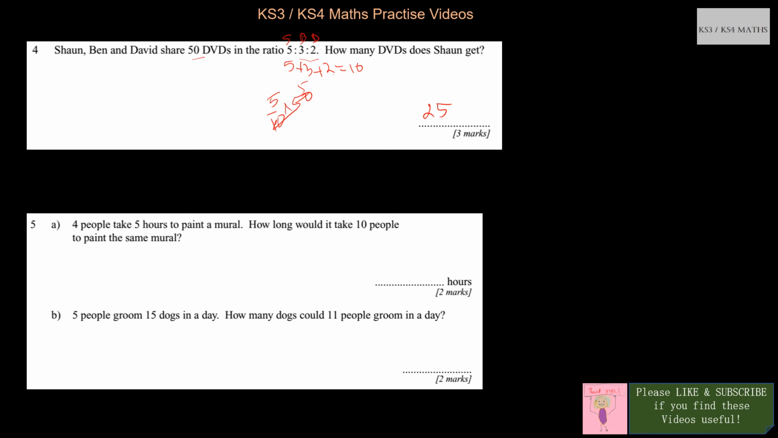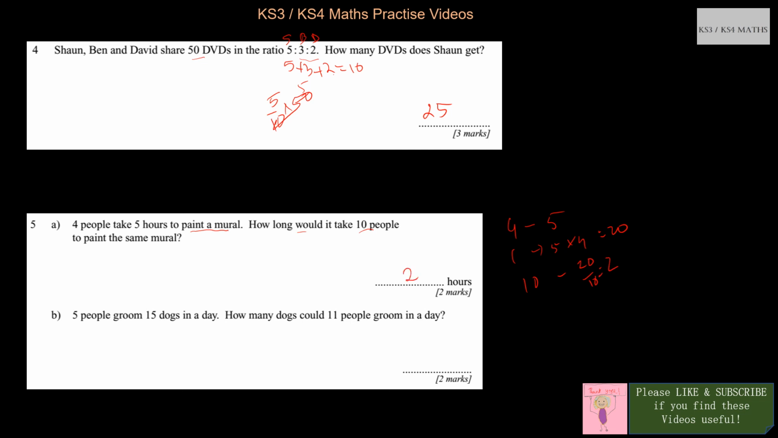So then the fifth question: 4 people take 5 hours to paint a mural. How long would it take 10 people to paint the same mural? So 4 people take 5 hours. So one person would take 5 times 4, 20 hours to paint it. 10 people would take 20 divided by 10, that is 2 hours.